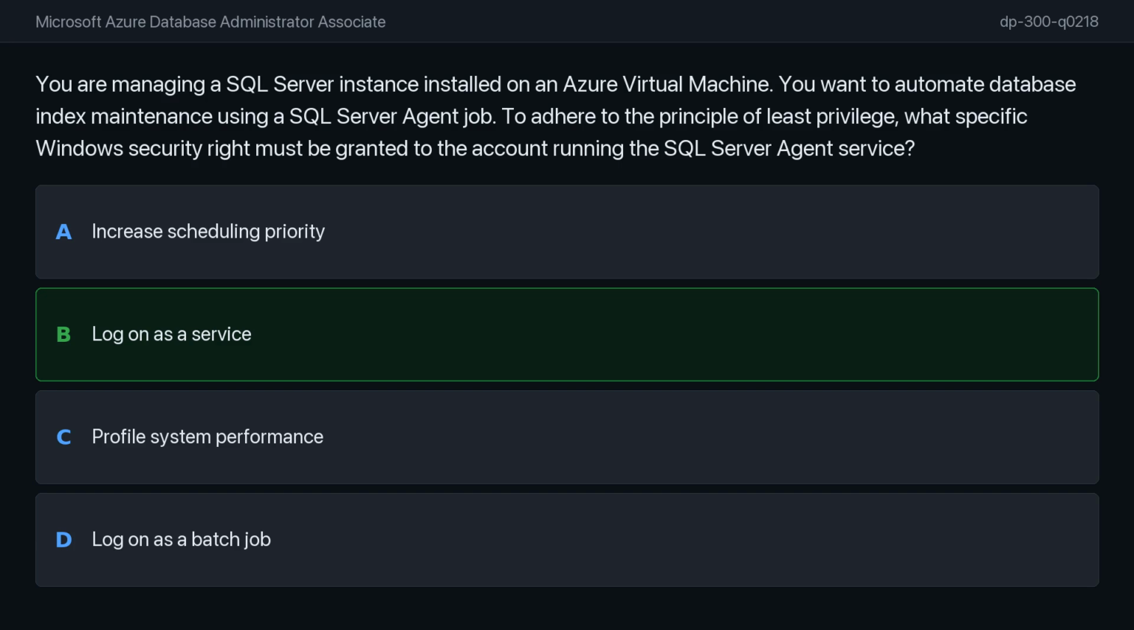The other options are incorrect because they are unrelated to the core requirements of starting a background service. Increasing scheduling priority, profiling performance, or logging on as a batch job do not grant the service the right to execute its startup routine. When managing SQL Server on Azure VMs, always confirm the service account permissions in the local security policy. As a tip, always ensure your service accounts are dedicated and limited only to the specific rights they require.